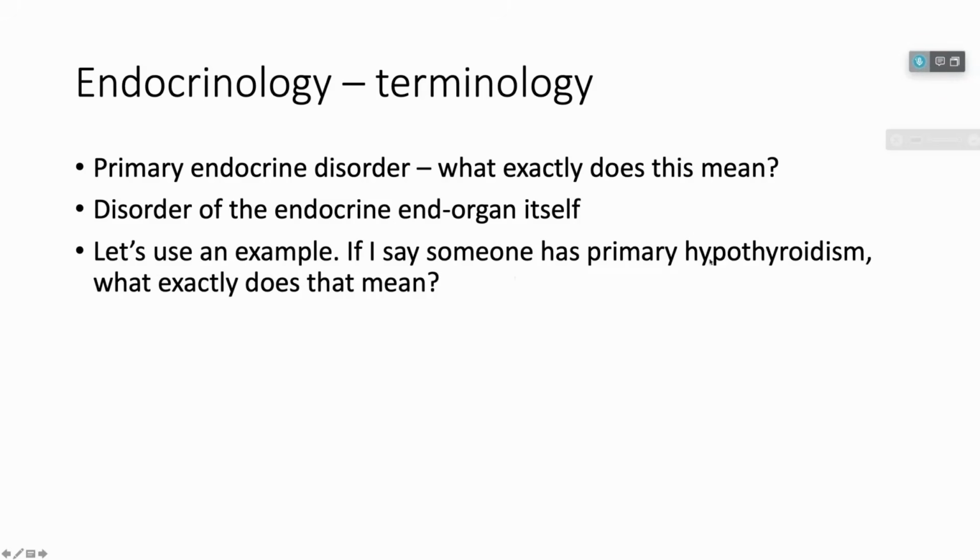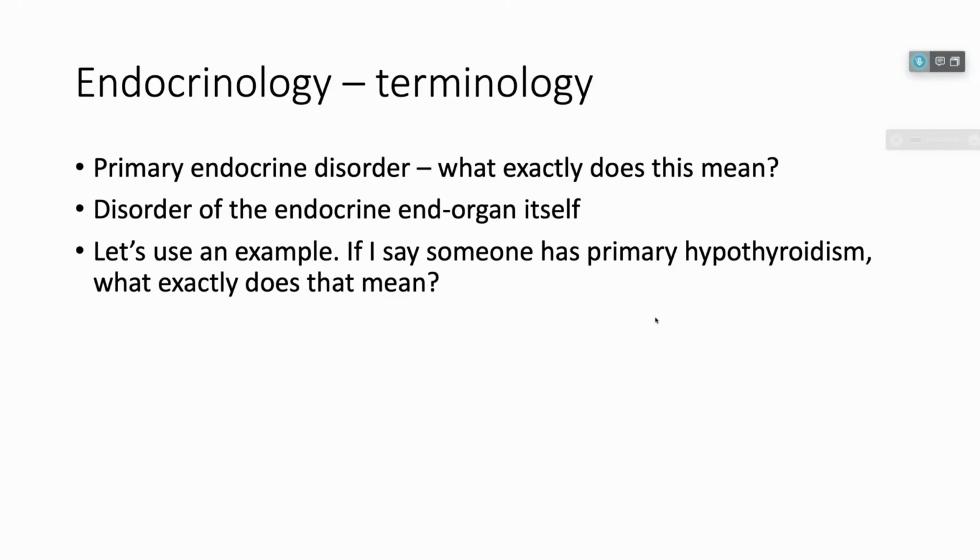So if I said someone has primary hypothyroidism, Catherine, what would that mean? Okay, let me think this out. If somebody has primary hypothyroidism, I think autoimmune or Hashimoto's, a decrease in T3, T4. So low thyroid hormone levels and an increase in TSH.